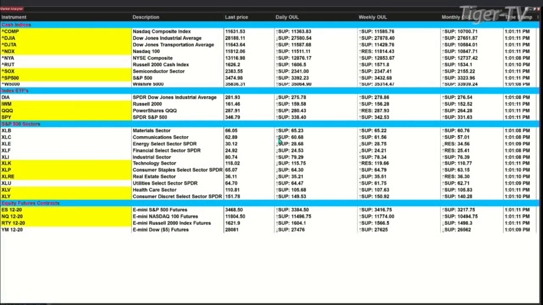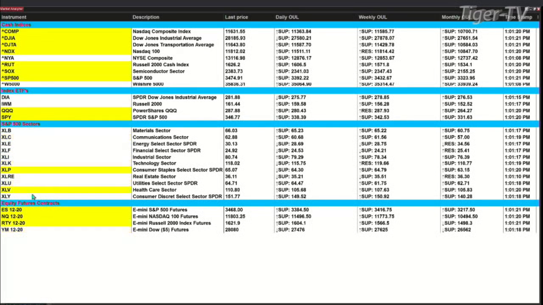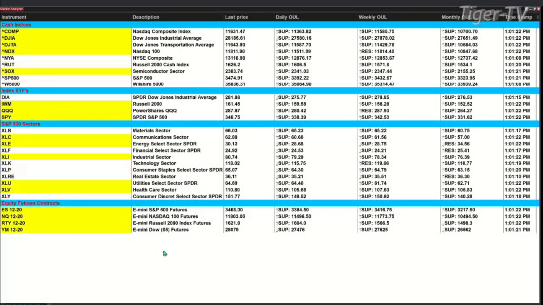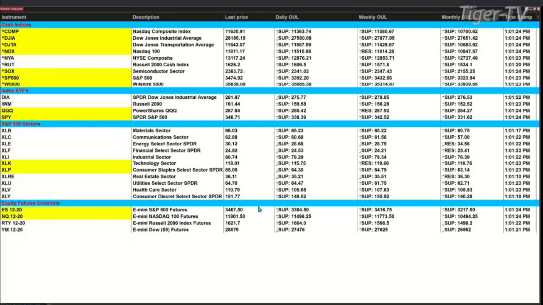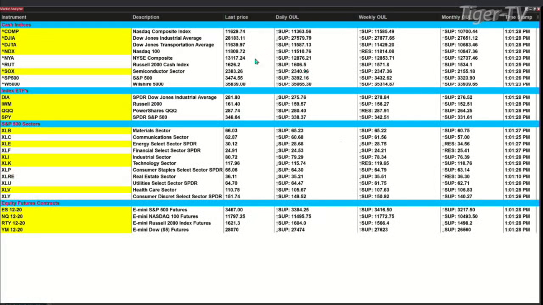But what this is showing us, so we've got the cash indices, the typical ETFs for the indices, the diamonds, the IWM, QQQs, SPYs. Got the sectors for the S&P 500. Then I've got the equity futures contracts out here. Got the current prices. Now you've got the daily OUL, weekly OUL, monthly OUL. The up arrows here, you see a little arrow next to the SUP for support, RES for resistance.